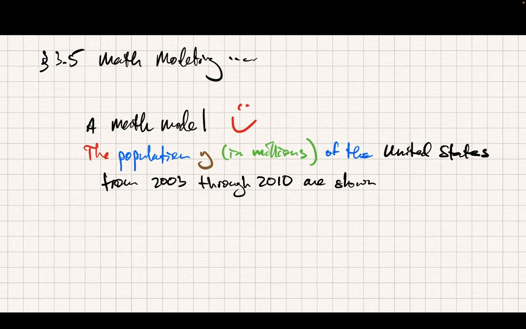Okay, so we're going to do section 3.5, which is about math modeling and variation. I didn't write that last time. And variation. So if I say that the model of the population of the United States is given by this table, I have year here, and I'm going to use variable t.